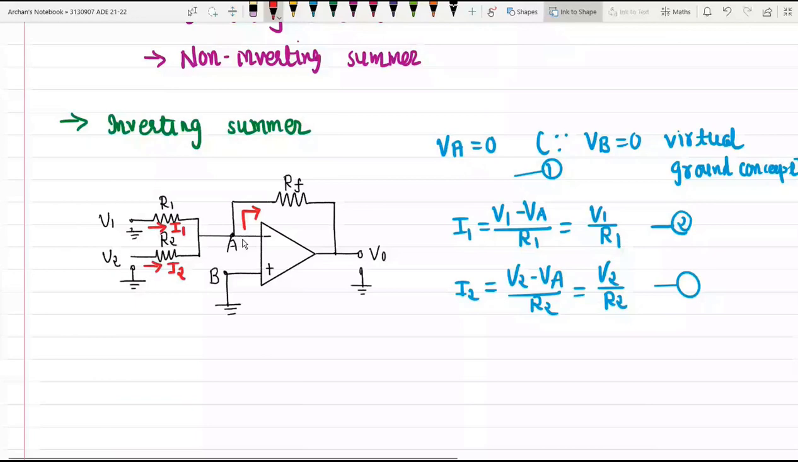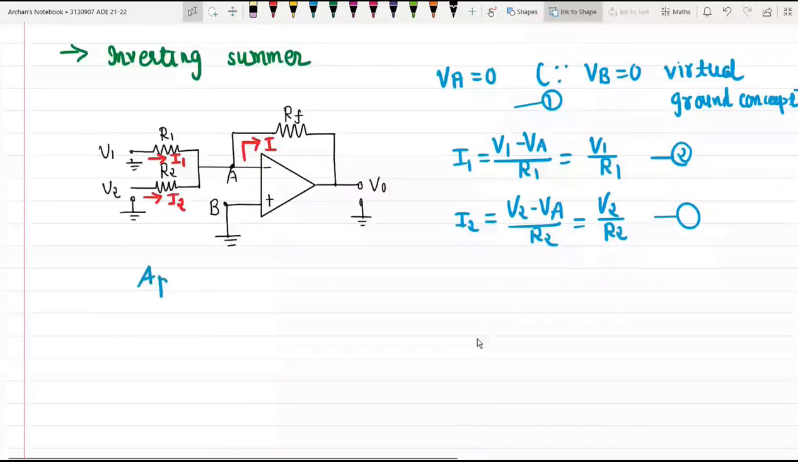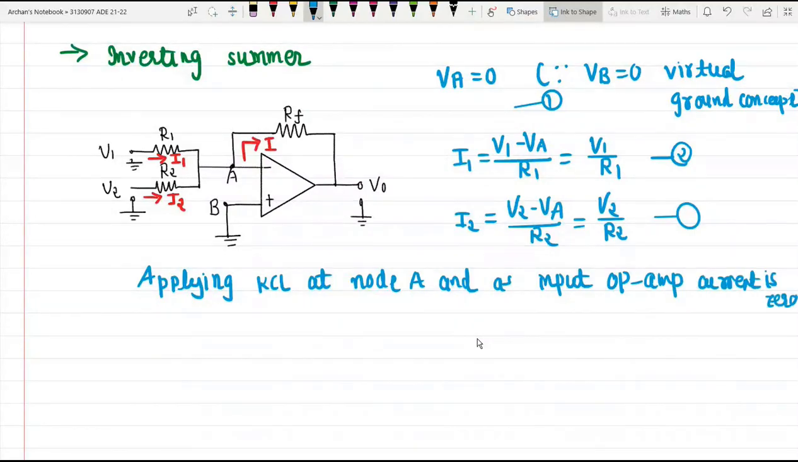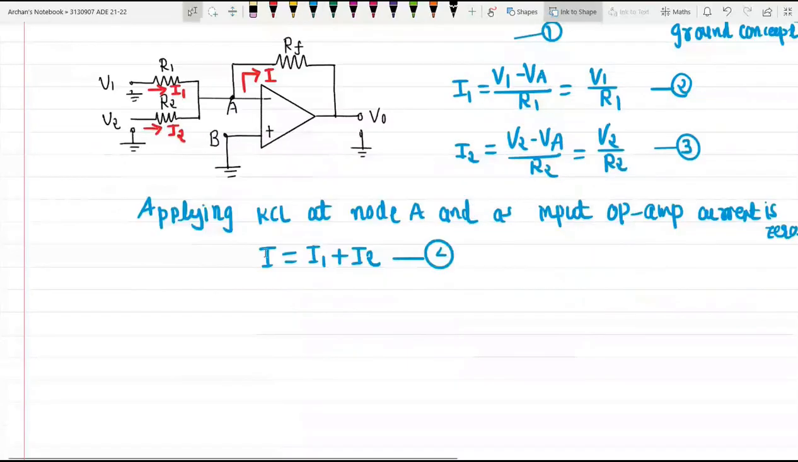So let us apply KCL at node A. Applying KCL at node A, and as the input op-amp current is 0, we will get I is equal to I1 plus I2. Let us call this equation number 4. Now this same current is flowing through this feedback resistance RF also. So let us try to find the magnitude of the current in RF from the output side.